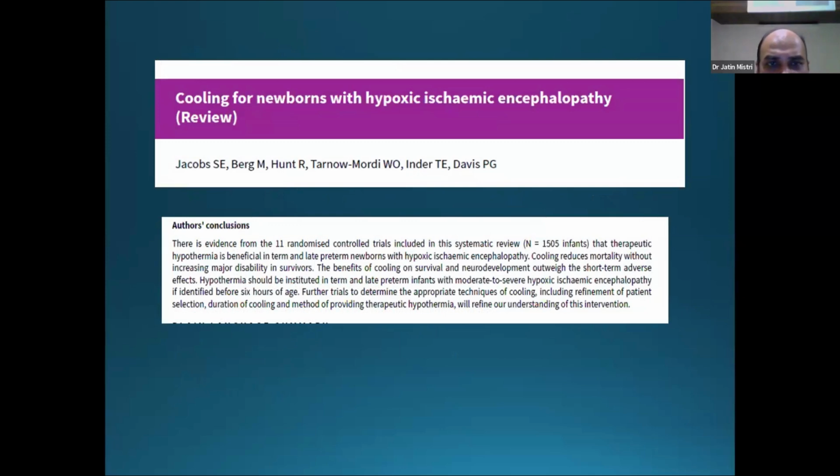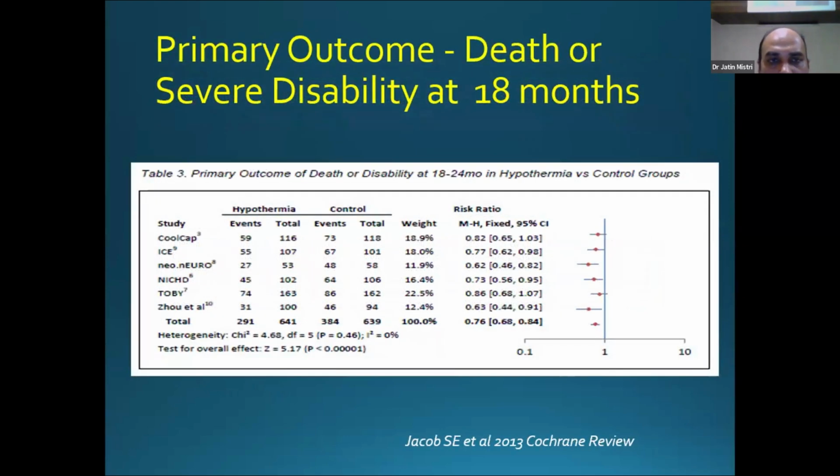So what was the evidence? There were a number of trials between the year 2000 and 2012-13, and then there was this big systematic review published in the Cochrane, that is, cooling for newborns with HIE, which summarized 11 randomized controlled trials, including roughly 1,500 infants. This was clearly suggestive of benefit. The primary outcome was death and severe disability at 18 months of age. There were two arms.